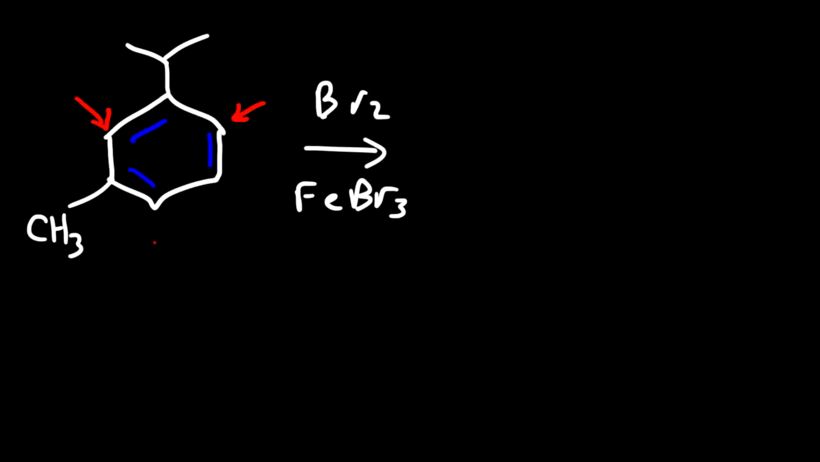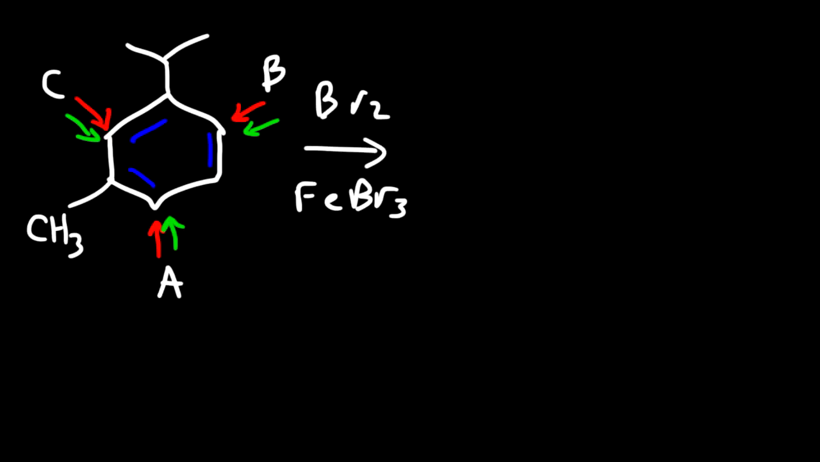And also, the isopropyl group wants to put the bromine atom in the para position. Now, the methyl group also wants to put the Br in the ortho positions, which are those positions highlighted in green, and in the para position. So in this case, these two R groups are working together. They're not competing with each other. So we have three places in which we can put the bromine atom: position A, position B, and position C.